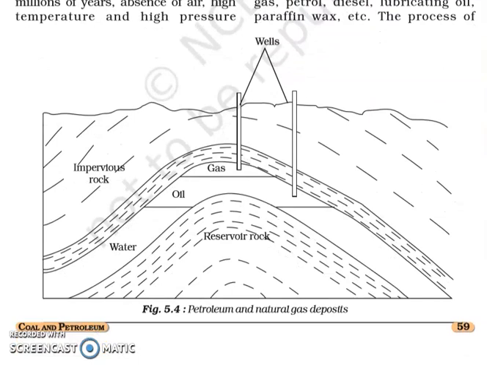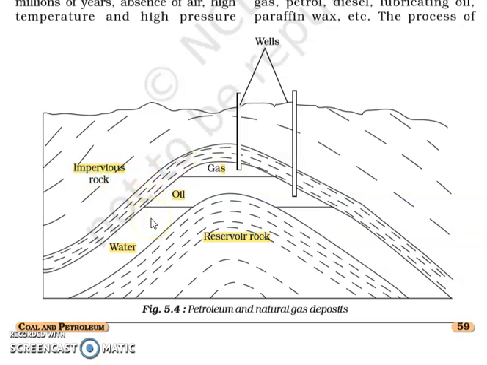Just take a look at figure 5.4. Here you can see the reservoir rock. In between the two reservoir rocks, there are groundwater, oil and gas. They are forming three different layers. And then there is impervious rock.